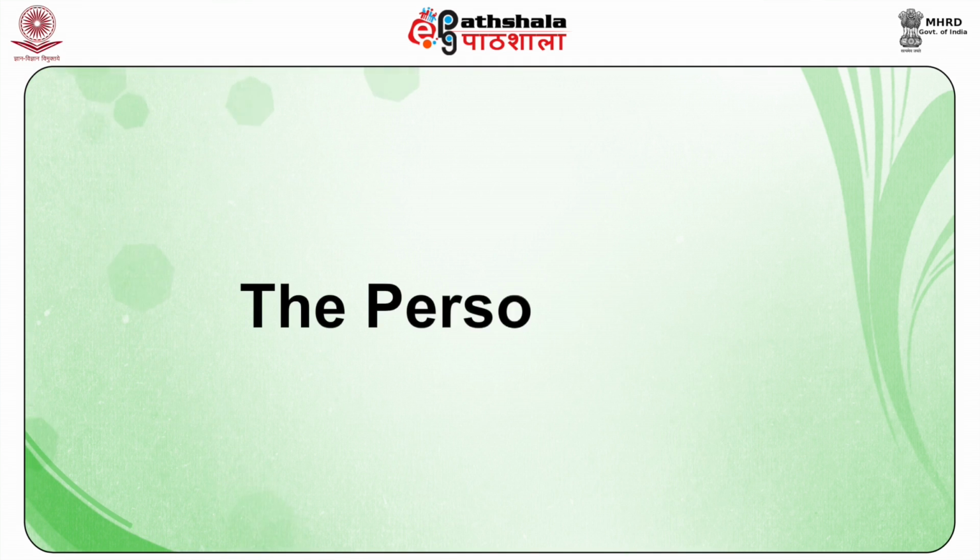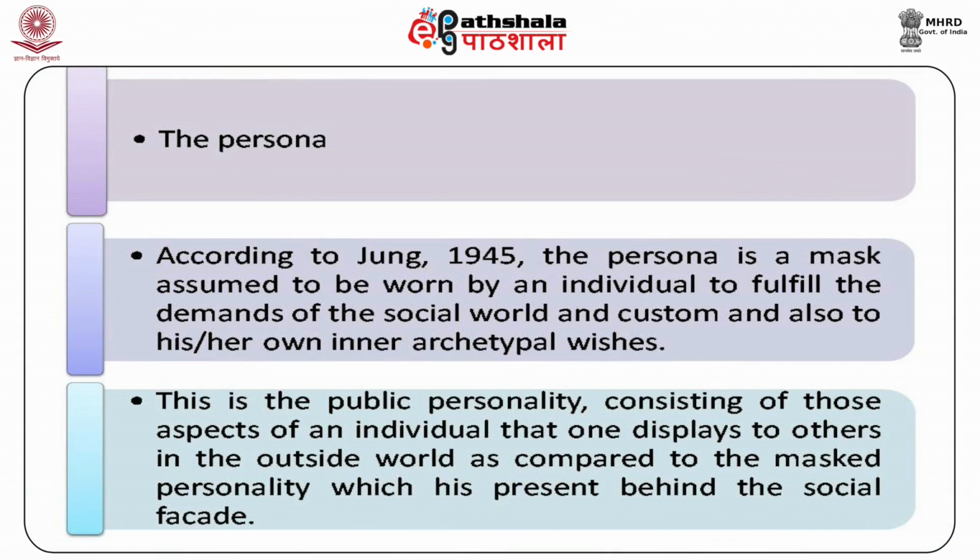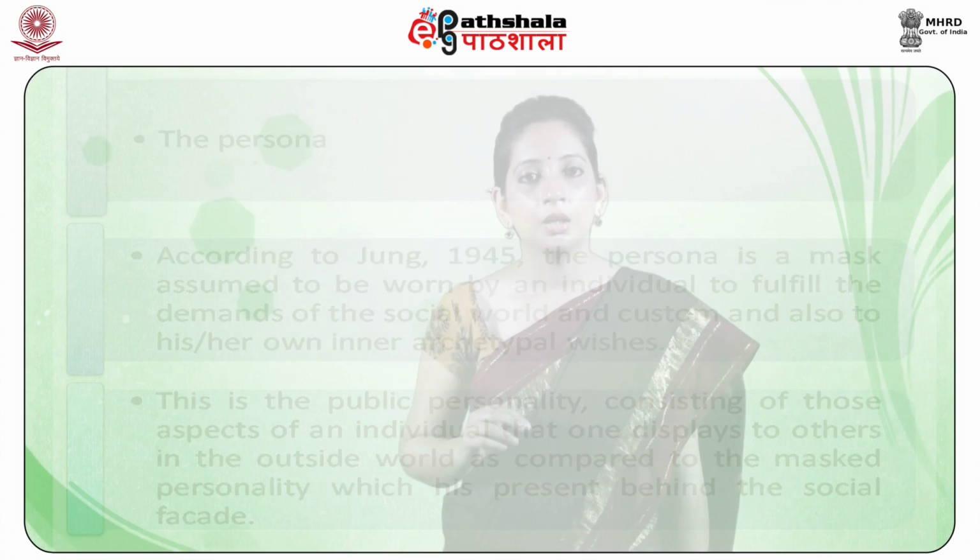The persona. According to Jung in 1945, the persona is a mask assumed to be worn by an individual to fulfill the demands of the social world and its customs, and also his or her own inner archetypal wishes. This is the public personality, consisting of those aspects of an individual that one displays to others in the outside world, as compared to the masked personality which is present behind the social facade. Like all archetypes, this archetype came into being as people of a particular culture experienced certain events. Here, humans assume a social role in response to social interaction, which serves the purpose of humans as social animals.